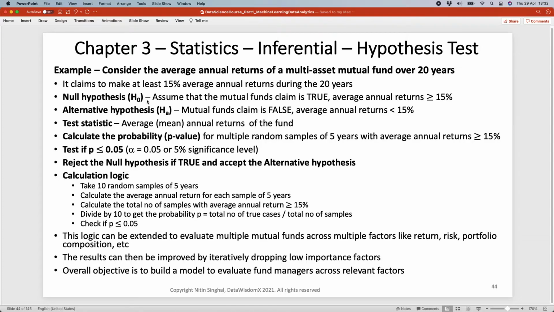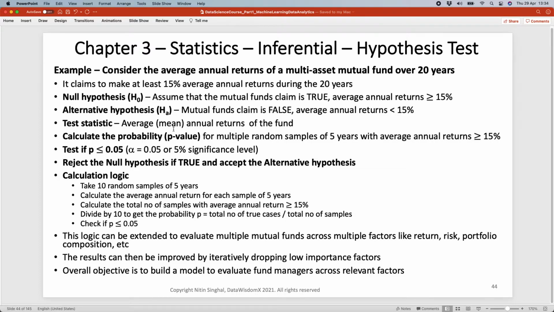So the null hypothesis is that we assume that the mutual fund's claim is true, so the average annual returns are greater than or equal to 15%. So the alternative hypothesis would be that that claim is false. So the average annual returns of the fund are less than 15% over this 20-year period.